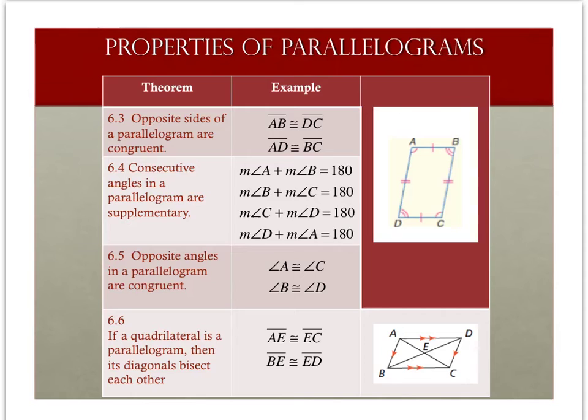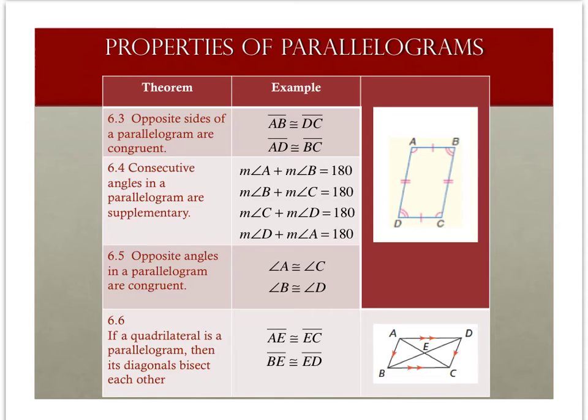We have 4 basic properties and their theorems of parallelograms. They may seem like it's crazy, but they're not. It's just pretty basic. Theorem 6.3: opposite sides of a parallelogram are congruent. In our drawing, AB is congruent to DC, and AD is congruent to BC. So that's theorem 6.3.